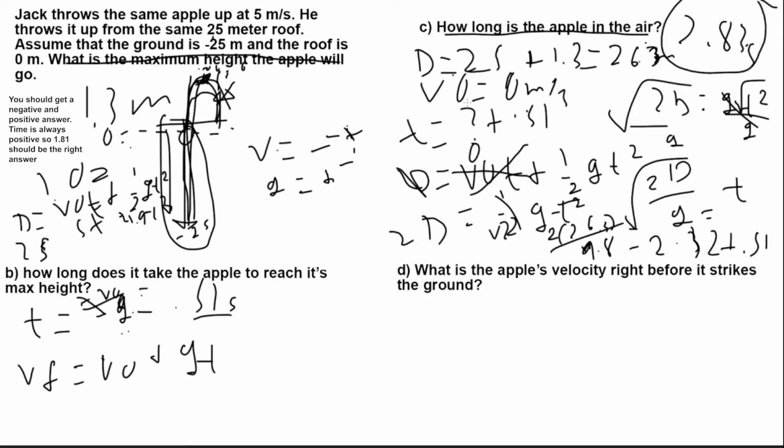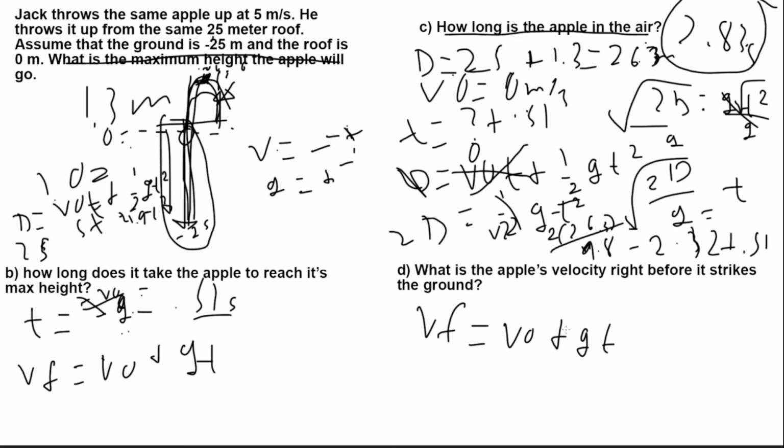And now D, what is the apple's velocity right before it strikes the ground? So we could actually use a very simple problem. We're going to use the same thing that we did here, but instead of finding t, we're just going to find v final. It's v naught plus gt. Now this could be very helpful if you did this solution, because then we'll just know that our v naught is 5, so we can just add that here. But v naught is 0 because we did all the way up here.